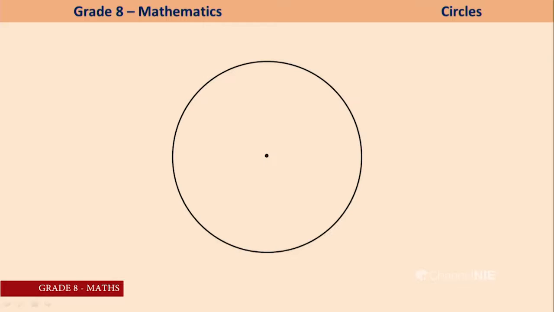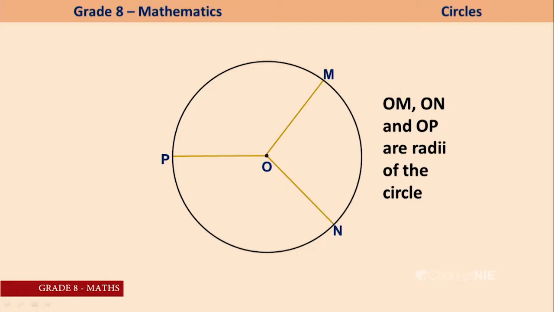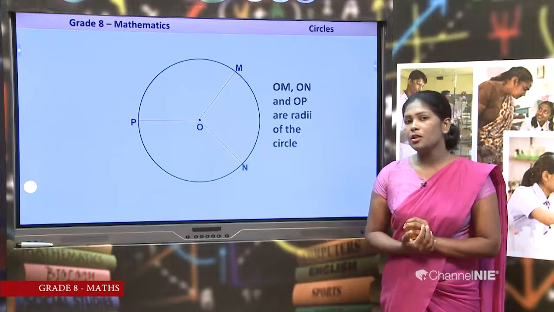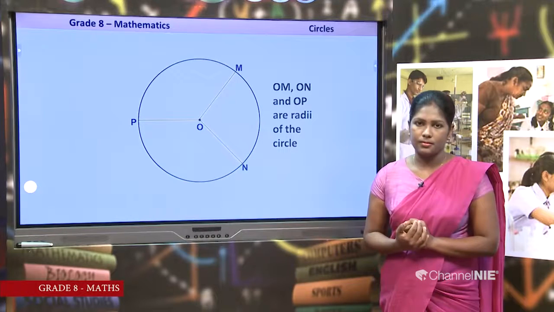When we draw a circle, there are 3 radii of this circle. I name it P, M, N, O. So, when we name those radii, you can write OM, ON and OP. Those are radii of the circle. Okay children, now you know what is the meaning of center and radius.